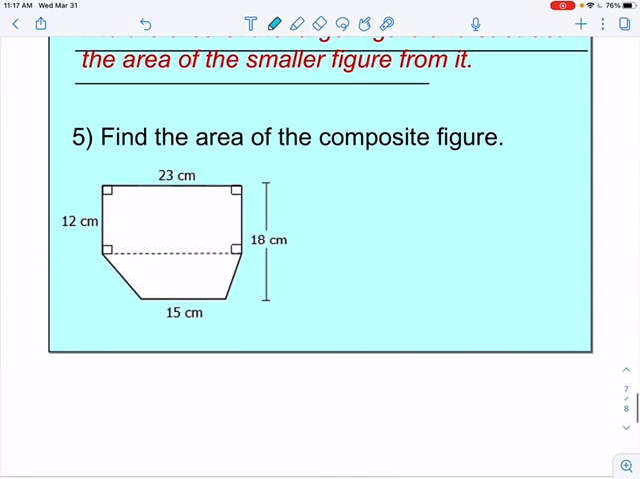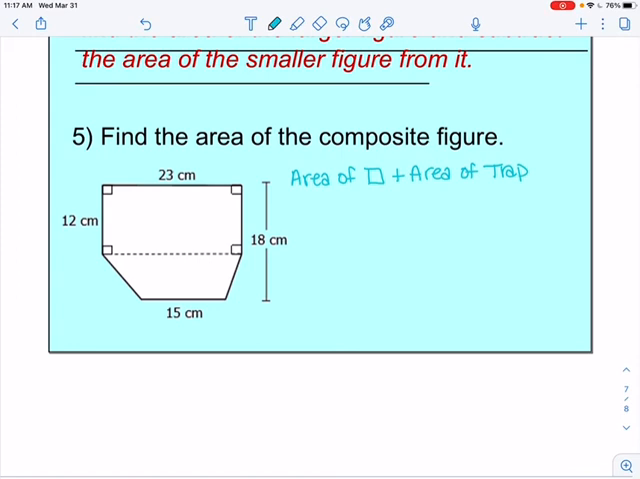So let's work on a composite figure first. Okay, so here's a figure. It looks like I have a rectangle on top of a trapezoid. Okay, so what we're going to do is, again, we're putting these together. So we're just going to take those 2 figures and add them together. So in other words, we're going to do the area of the rectangle plus the area of the trapezoid.